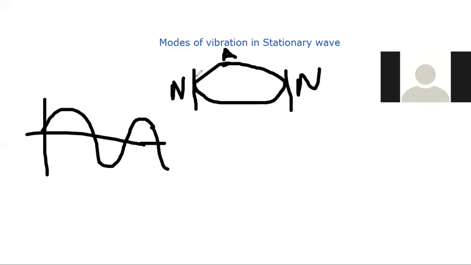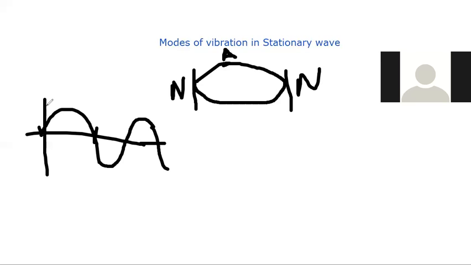Now, normally the nodes occur at a fixed boundary. You realize that this one occurs at a fixed boundary. Then this one occurs at a free boundary, so you realize that here there's movement. So the antinode occurs at a free boundary.